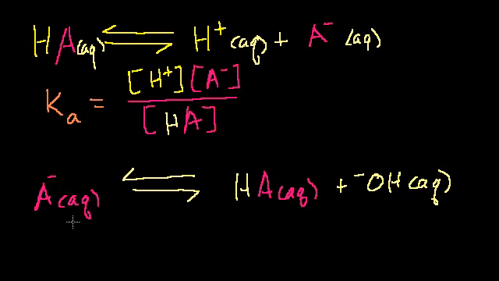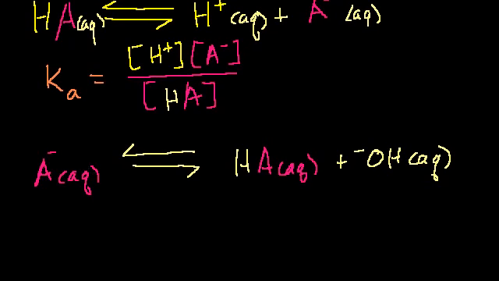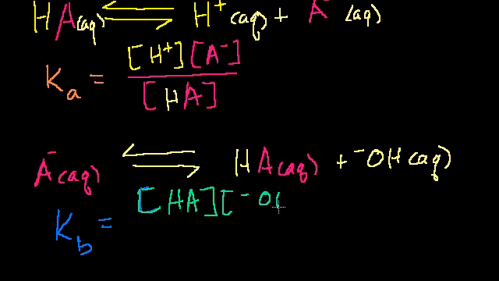Fair enough. I could also write an equilibrium constant for this basic reaction. Let me do it right down here. I'll call that my K sub B, for this is a base equilibrium. This is equal to the concentration of the products. HA times the concentration of my hydroxide ions divided by my concentration of my weak base, A minus.